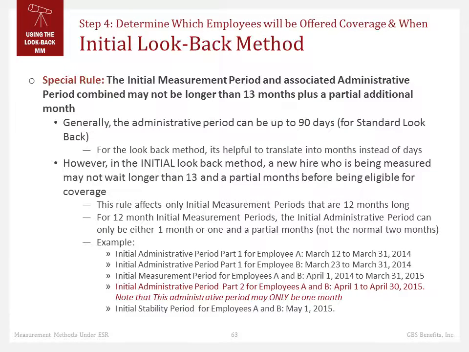So the special rule that I was talking about is that you cannot have part 2 of your administrative period be more than 1 month. And again, you can have it be 2 months for the standard, but it can only be 1 month here. So you can only have 1 and a partial months for your administrative period in the initial, and that's just how the IRS decided it was going to be. They decided you cannot make somebody wait more than 13 and a partial months before they are determined to be eligible or not eligible for coverage. So again, part 1 of your administrative period, if it's split, would be a partial month, and part 2 of your administrative period can only be 1 month.